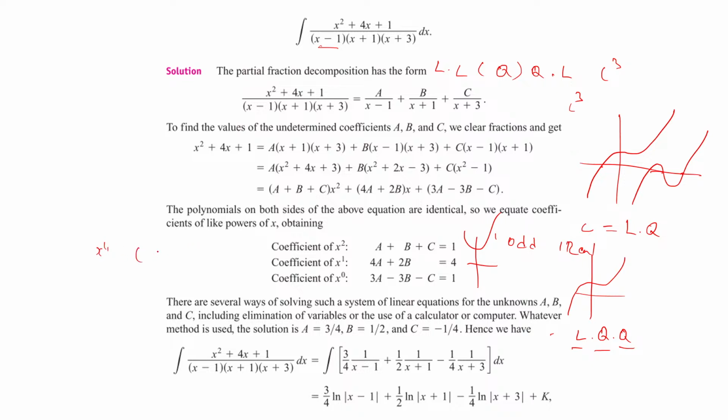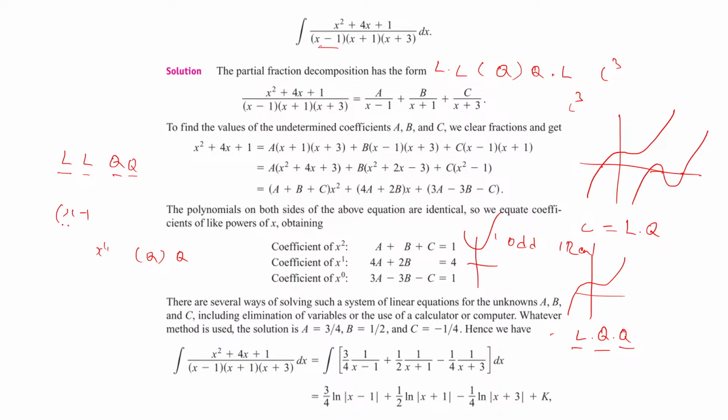X power 4, you can still make it as quadratic into quadratic. Understood? Yes, sir. So theoretically, what we are saying, any kind of polynomial, we can break into linears and quadratics. Now, theoretically, we are saying one more thing. These linears might be repetitive, quadratics might be repetitive.